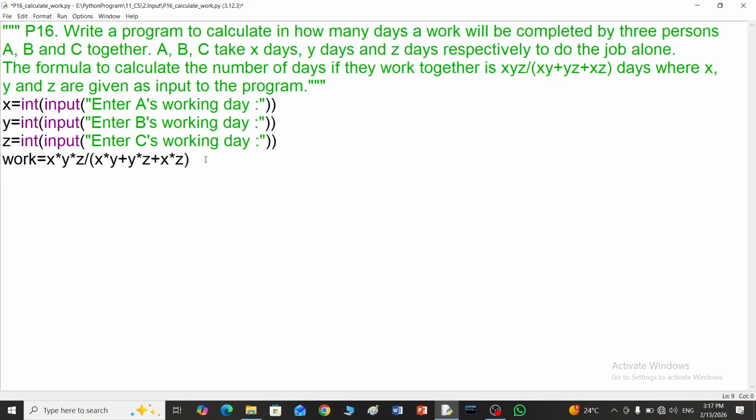Now we'll call the print command to fetch this data. Print work together. Now which variable will we call? Work. Okay. Run command.